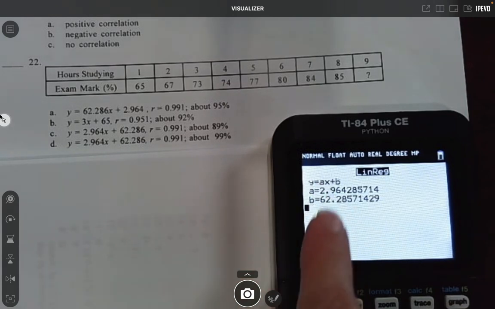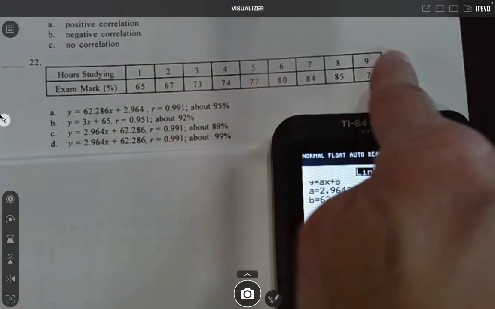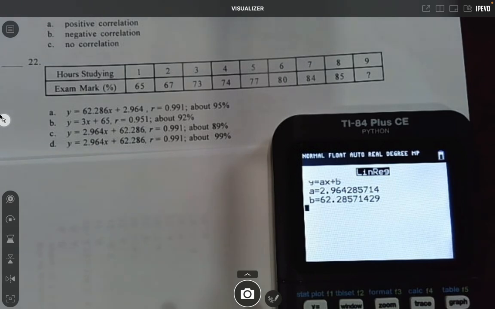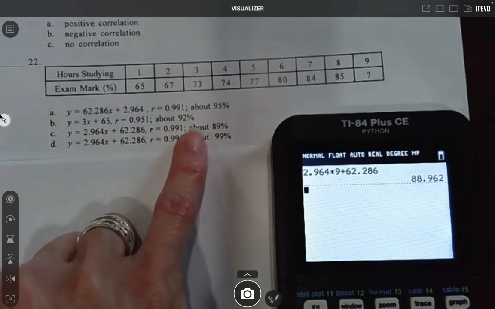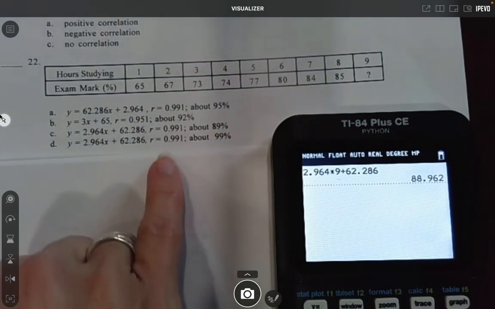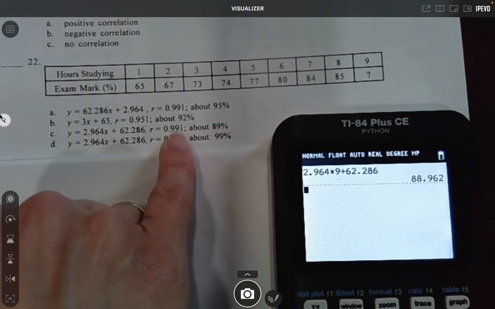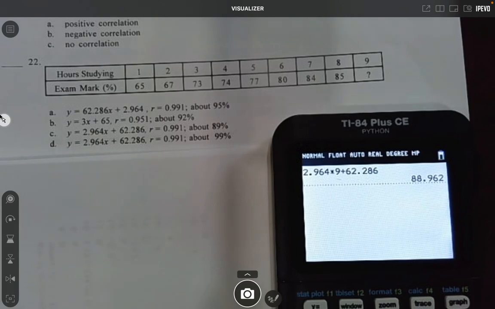All you have to do is take your equation, which is either C or D, and plug in 9. That's the other part of this. So if I have 2.964 times 9 plus 62.286. I don't know why that's 0.99, but it's 89%. So it is what? C. I honestly have no idea what they're getting that from. Is everybody good with that? Just find the first part and the third part: the equation and the answer to number 9. And maybe I can find the instructions for all of it and add it.